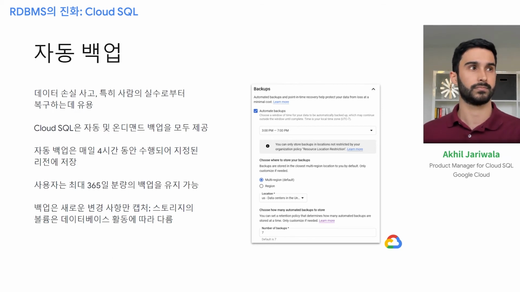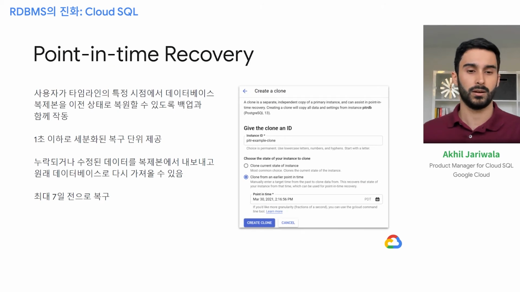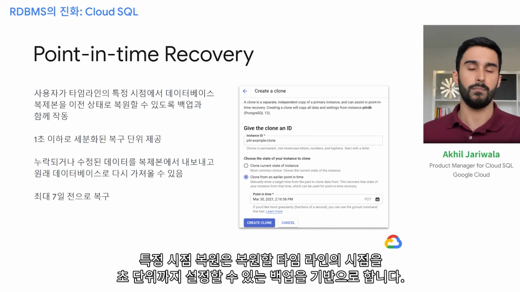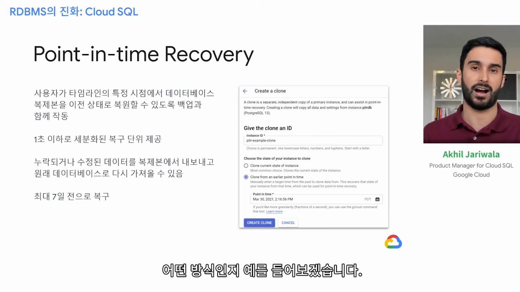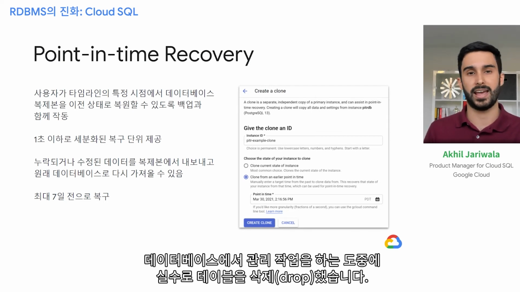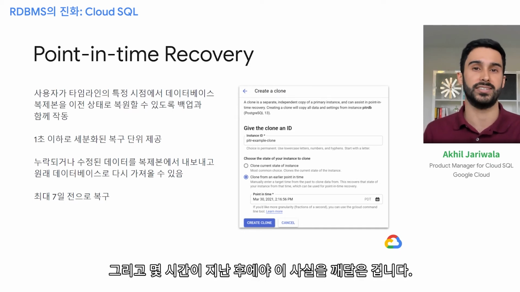Point-in-time recovery builds upon backups by allowing us to set a point in the timeline that we want to recover to, down to the second. Let me give you an example about how this works. Let's say that I'm doing an administration task on the database and I accidentally drop a table. And let's say I don't realize it until hours after the fact.